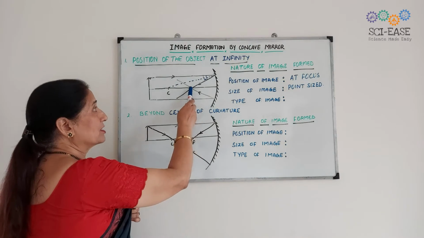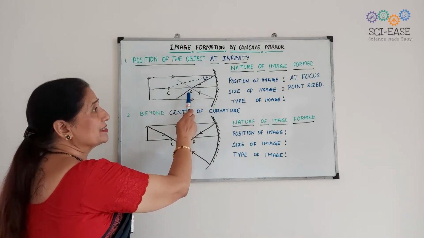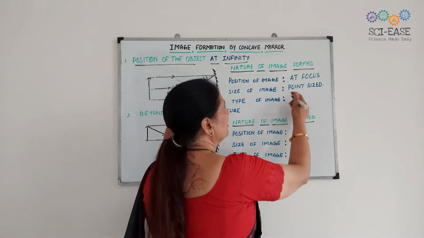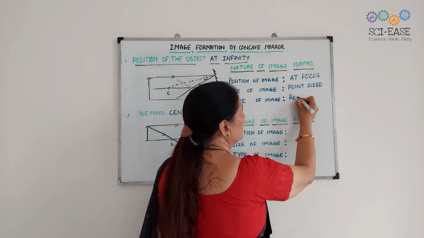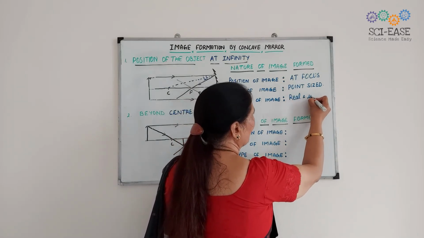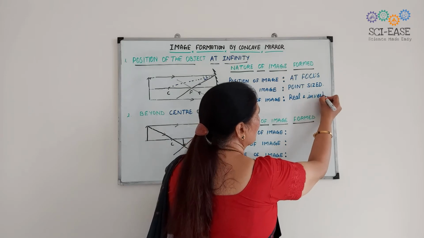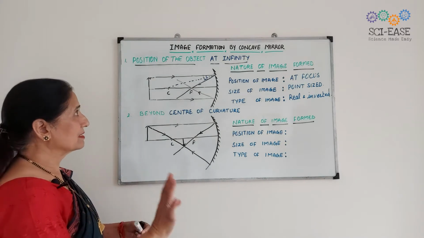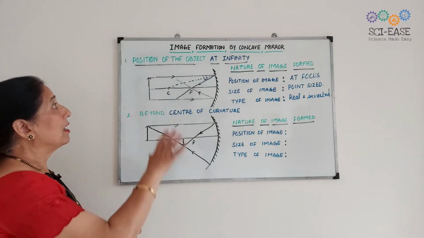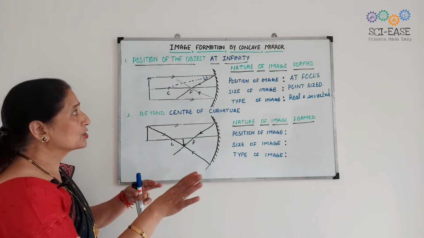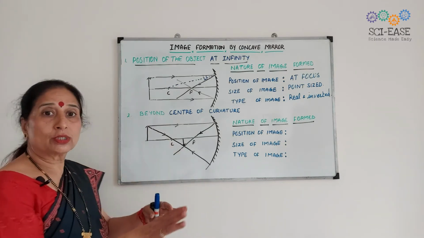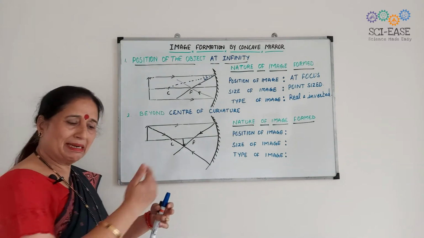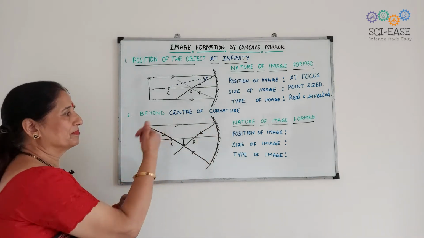And what type of image is this? It can be taken on the screen, so it is real and inverted. You must write this after drawing the ray diagram. I think this is clear to all of you how the image is formed; we must follow the rules for drawing the ray diagrams. The things will become clearer when you take up the next one.